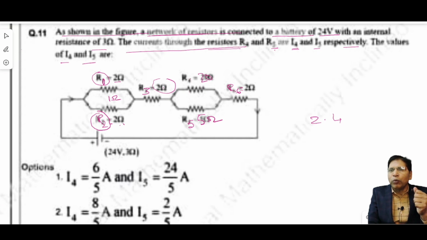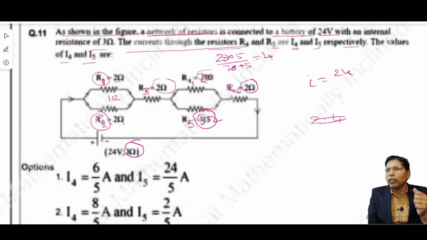Now this is R4. R4 is 20 ohm and R5 is 5 ohm. The equivalent resistance of 20 and 5 is 20 into 5 divided by 20 plus 5, so this is 4 ohm. So 4 ohm and 3 ohm make 7 ohm. 7 ohm plus 2 ohm is 9 ohm. 9 ohm plus 3 ohm is 12 ohm. So the current I is 24 by 12, which is 2 ampere.